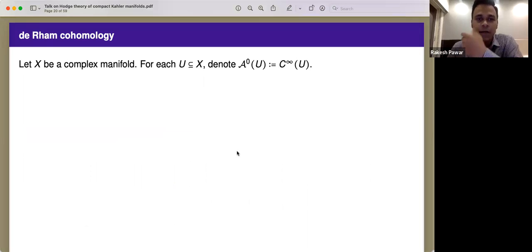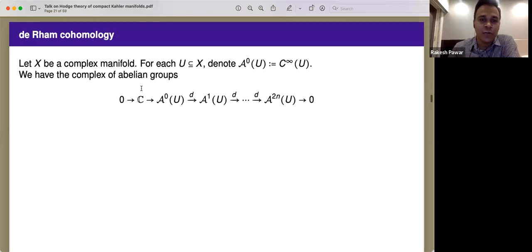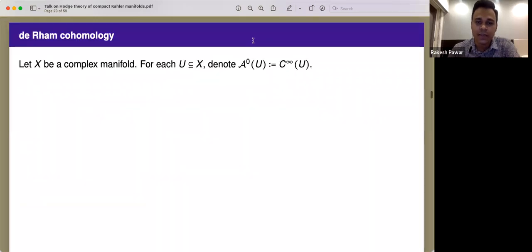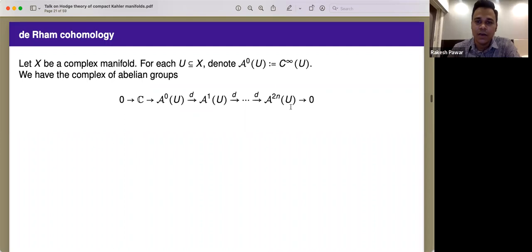Now I want to define the de Rham cohomology of a complex manifold. So we start with the complex manifold. Let U be an open subset. Denote A^0(U) as C^infinity(U), just C valued differentiable functions on U. And now what we can do is we can form this corresponding complex where d is a differential. So C is the complex numbers, A^0 is C^infinity(U), A^1(U) as defined earlier. Right, these are k-linear C-valued differential forms, and there is a differential. You can differentiate functions, and you form this complex, and you can check that d composed with d is 0.